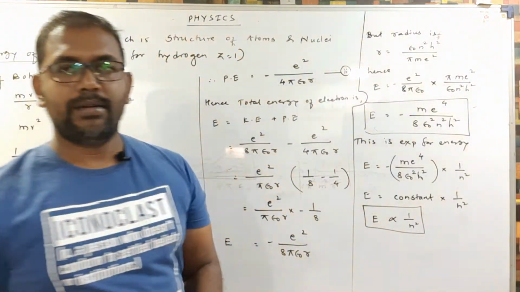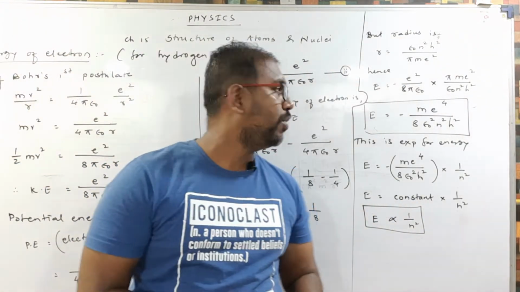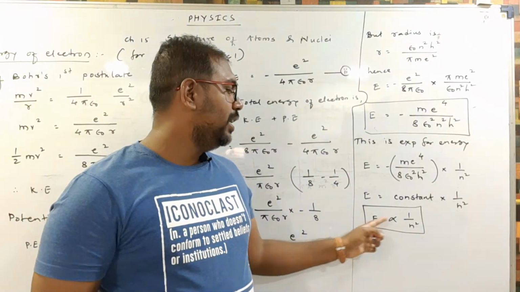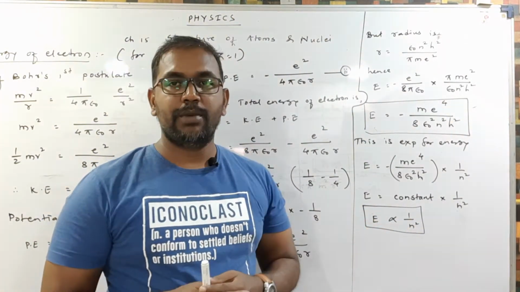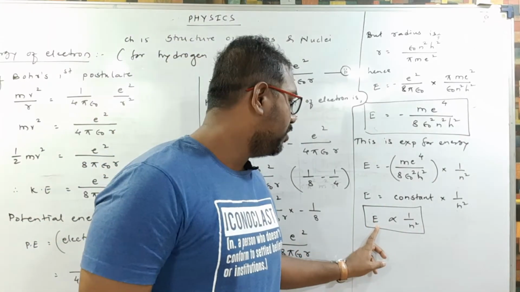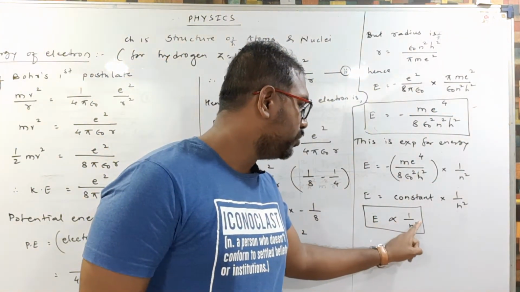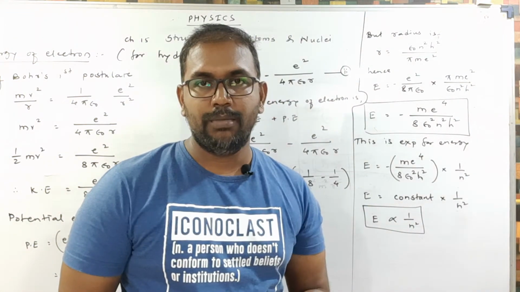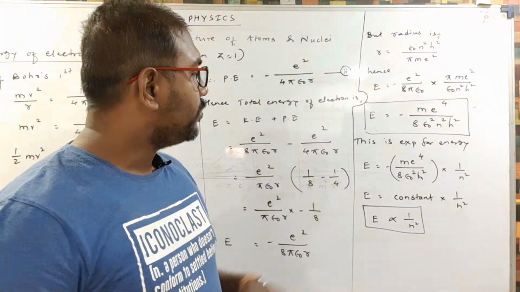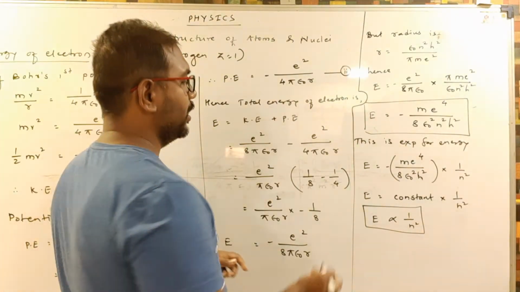A question may be asked on this article: obtain expression for energy. You have to write up to this. Or show that energy is inversely proportional to square of principal quantum number; then you have to write up to this. Energy of electron is inversely proportional to square of principal quantum number. A question may be asked in that way also. So yeah, this is the energy article.